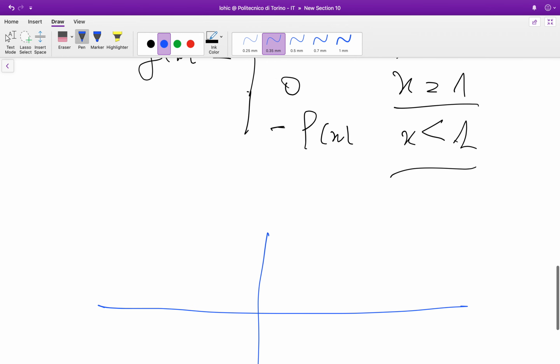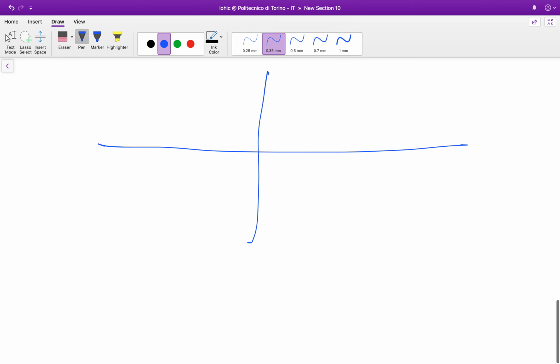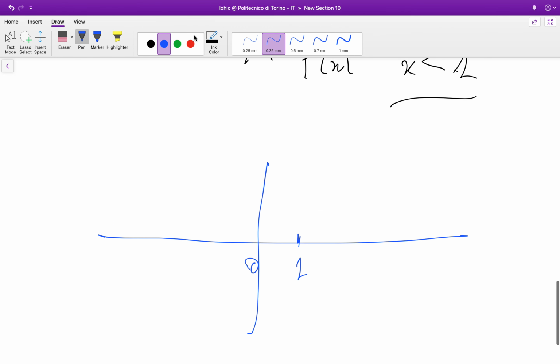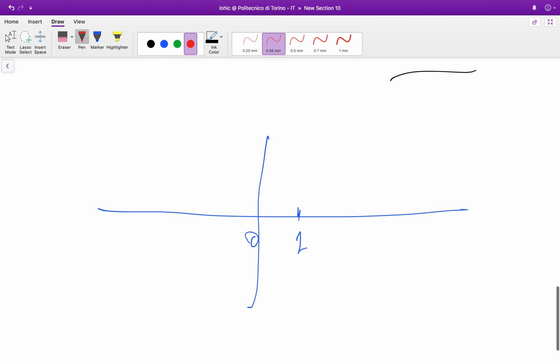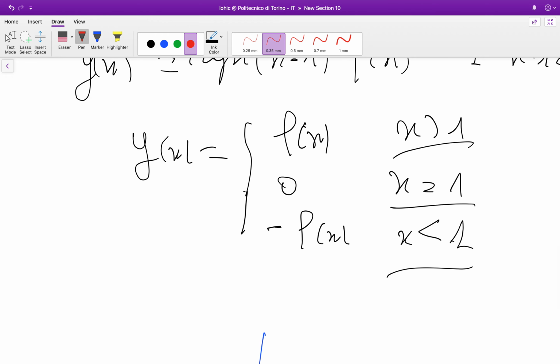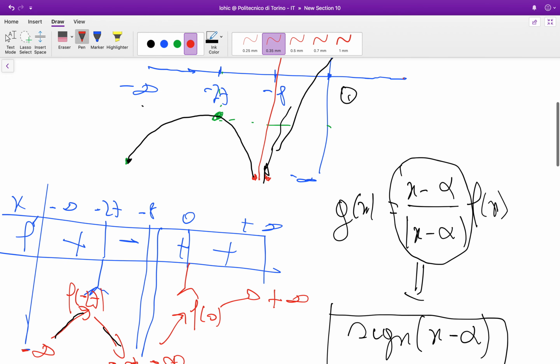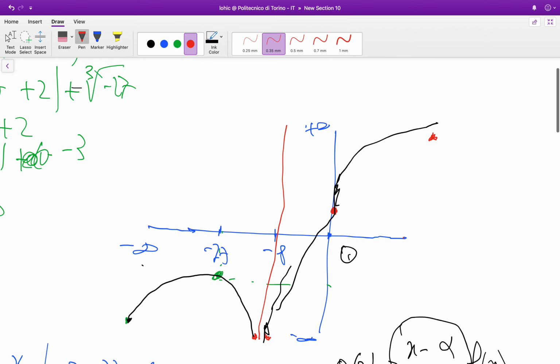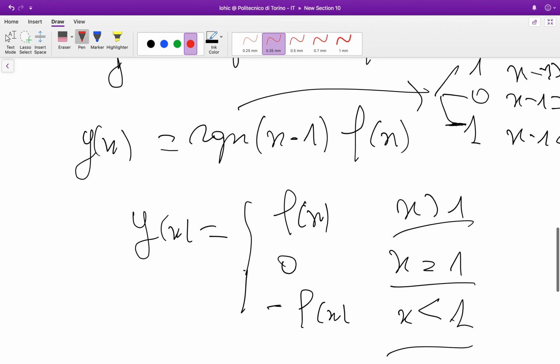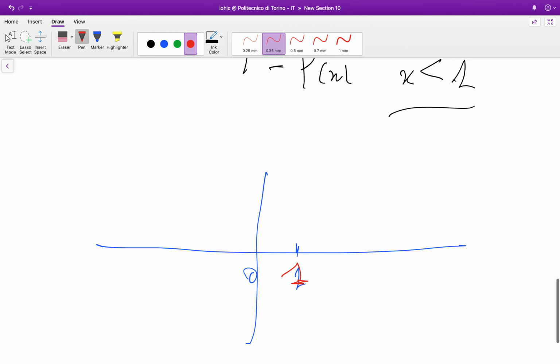I want to do the graph of g of x here. G of x is like this. So if this is 0 and this is 1, when x is greater than 1, g of x and f of x are the same. So the graph of g of x, if I start from 1, is this piece going up, exactly the graph of f of x from 1. So it goes like this.